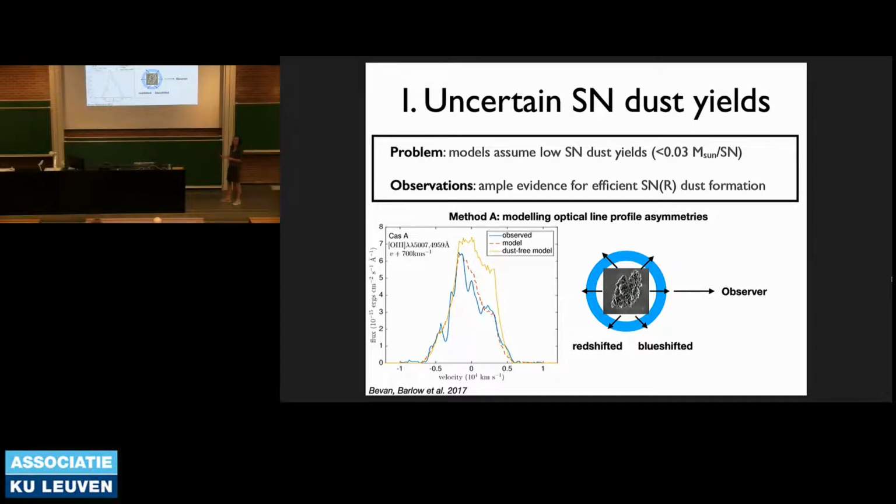And imagine that you have dust formation in the central regions. What will happen is that the blueshifted component will not be affected by dust extinction, but the redshifted component will be affected. And that's actually clearly what you can see. So in blue you see the observations, red is the model, and in yellow you have the dust-free model. So you actually have the dust extinction on the red side of the spectrum. By modeling that, you can get an idea of how much dust is forming in supernova remnants.